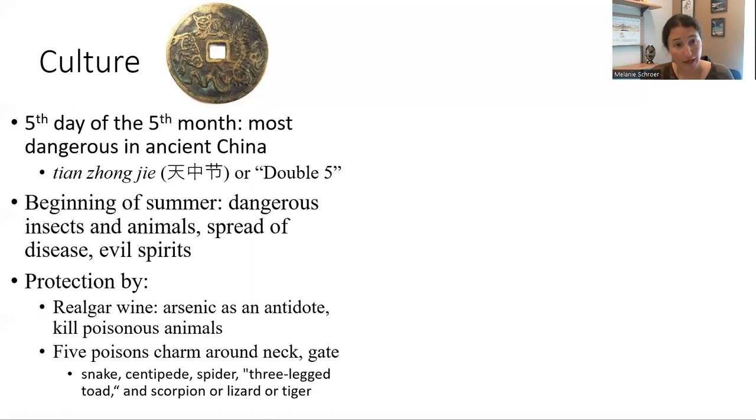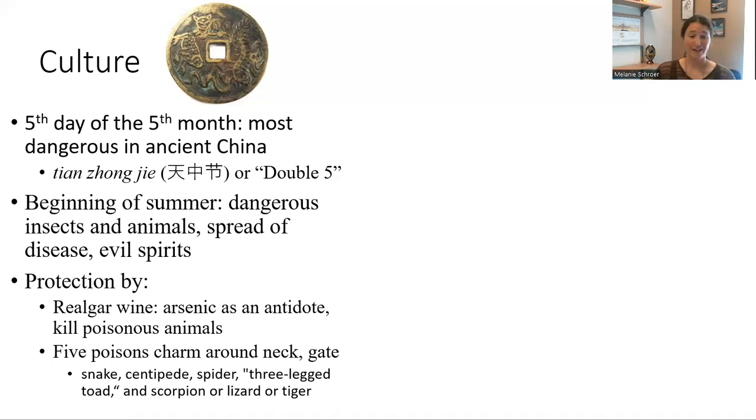So these charms always had 5 different animals on them. The exact identity of the animals varied a little bit, but in general, these 5 poisons were poisonous and venomous animals, such as snakes, centipedes, spiders. This is the 3-legged toad here, and sometimes tigers.